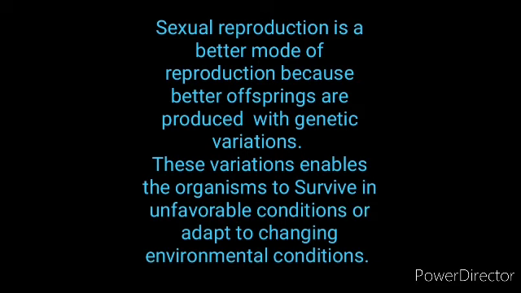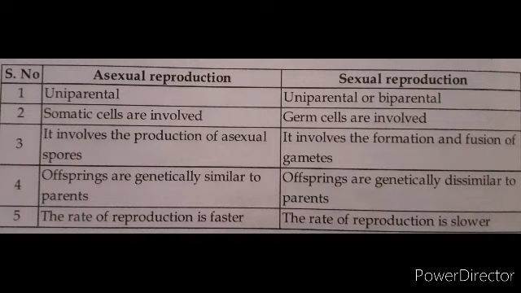Now next we will discuss the differences between asexual reproduction and sexual reproduction. The first point, asexual reproduction is uniparental. Sexual reproduction is biparental. Two cells are there. Second point, somatic cells are involved in asexual reproduction. Somatic cells means body cells. From the parental body, the new organism is forming. In sexual reproduction, the somatic cells are not involved, the sex cells are involved. So we can call them germ cells.